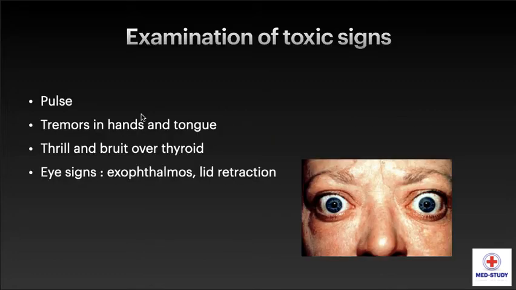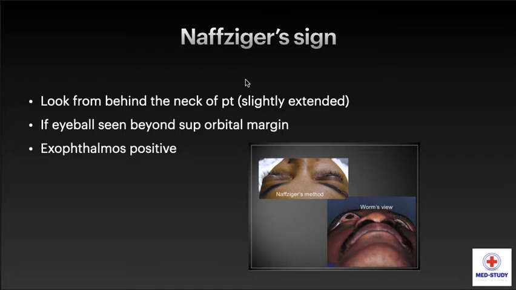Now examination of toxic signs. Toxic signs examination include pulse, tremors in hands and tongue, thrill and bruit over the thyroid, eye signs which includes exophthalmos and lid retraction, Naffziger's sign, that is look from behind the neck of patient slightly extended. If the eyeball is seen beyond the superior orbital margin, exophthalmos is positive. This image shows Naffziger's method.